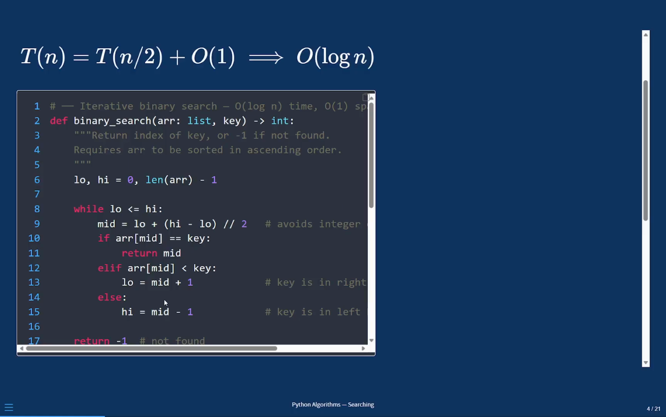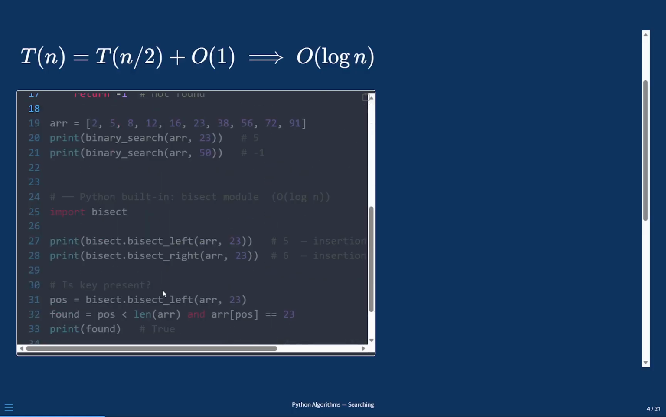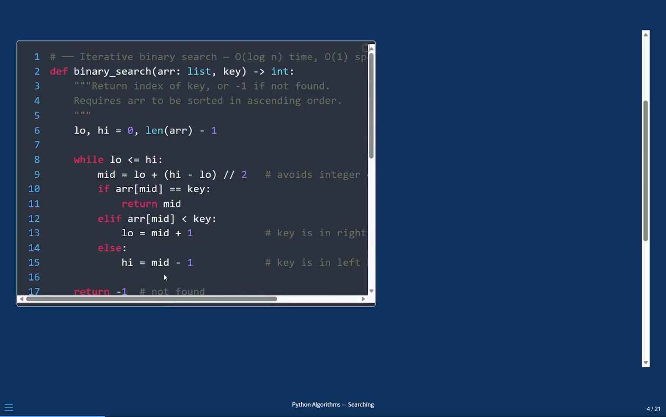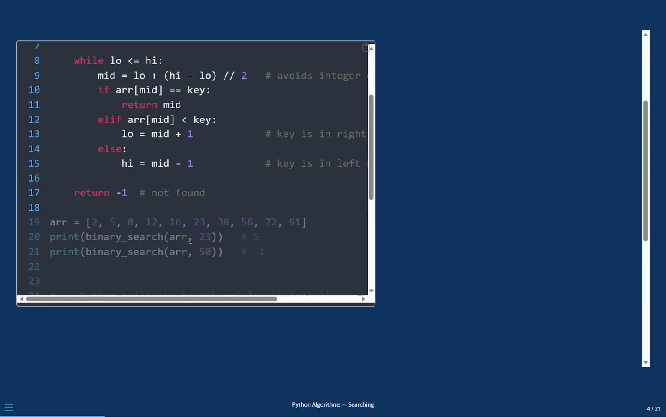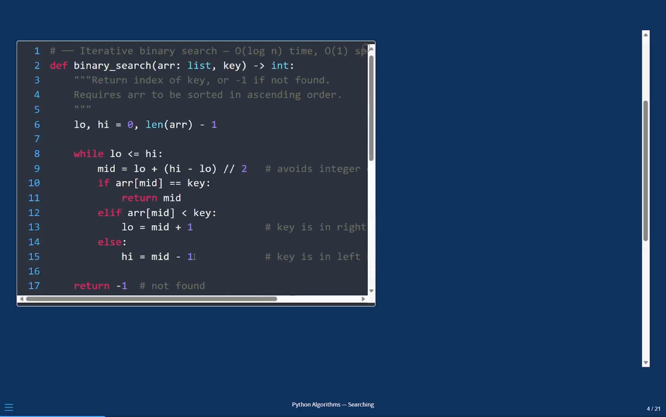The iterative implementation maintains 2 pointers, low and high, defining the active search window. At each step, we compute mid equals low plus (high minus low) divided by 2. The parenthetical form matters. In Python, overflow isn't an issue, but in C, Java, or C++, the naive (low plus high) divided by 2 can overflow when both values are large. The safe form is a habit worth building.